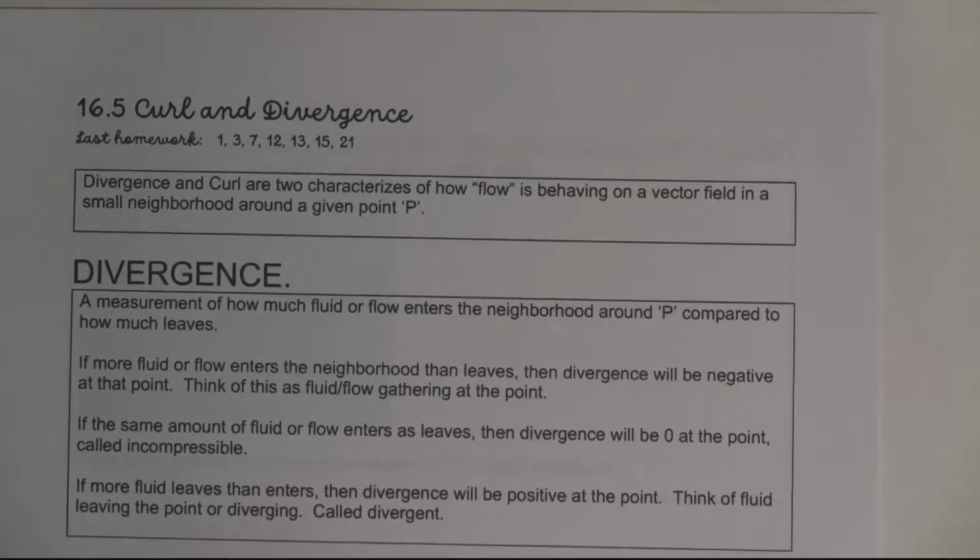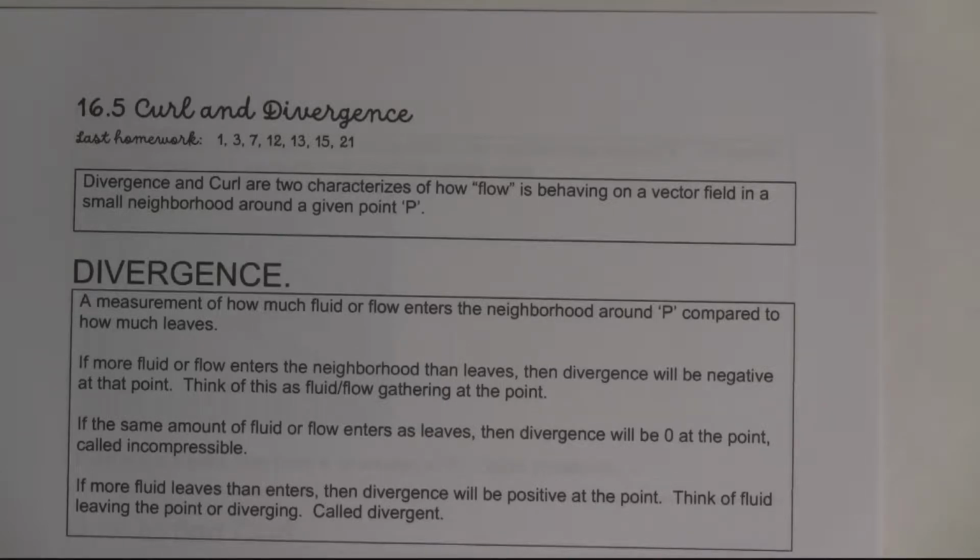Divergence and curl are two characteristics of how flow is behaving on a vector field in a small neighborhood around a given point P. Divergence is a measure of how much fluid or flow enters the neighborhood around P compared to how much leaves. If more fluid or flow enters the neighborhood than leaves, then divergence will be negative at that point. Think of this as fluid or flow gathering at the point.